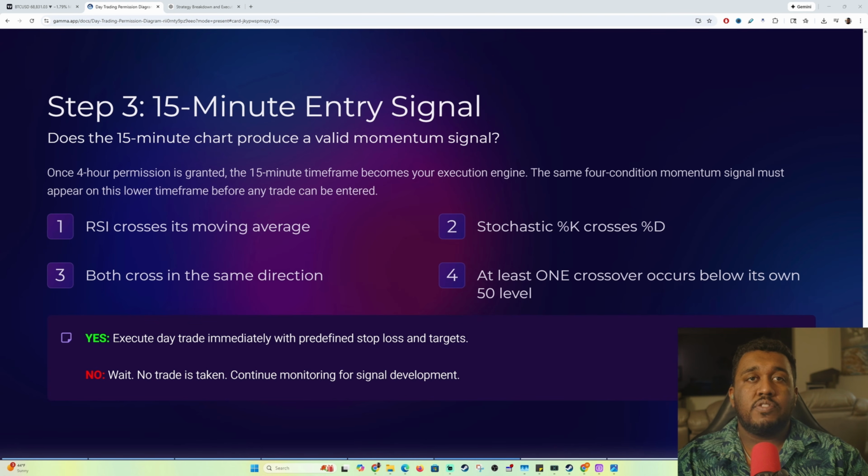The RSI must cross its moving average, the stochastic must have its own crossover, and both of those have to be going in the same direction, with at least one going below the 50 for longs, and at least one crossing above the 50 if you guys are doing shorts. If this signal appears, you execute the day trade immediately with predefined stops and targets, and then you just sit back and wait. Let's see an example here.